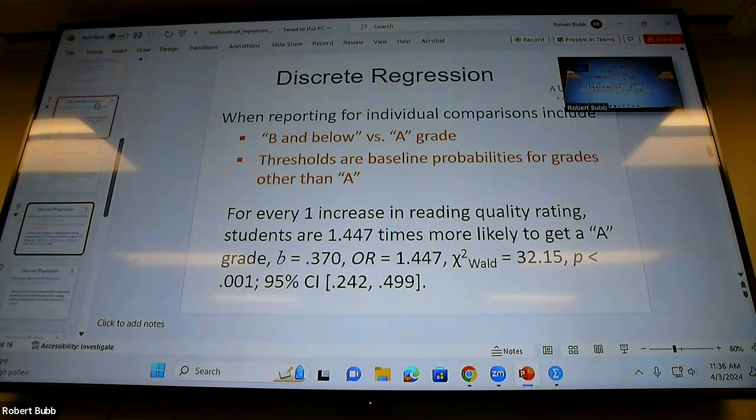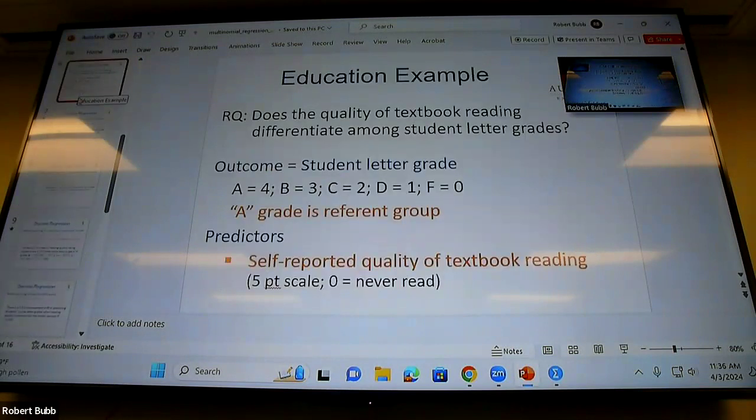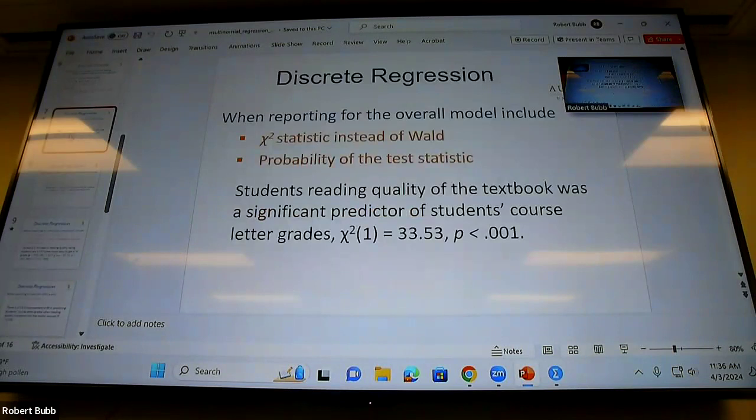Let's just go back a couple slides really quick. There's a couple things I definitely want to point out. So again, notice here that for the overall model, students' reading quality of the textbook was a significant predictor of students' course letter grades. We don't really get into how much it is until we get to the individual parameter estimates, but that would be the overall write-up for a model.